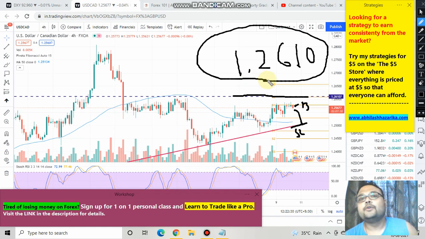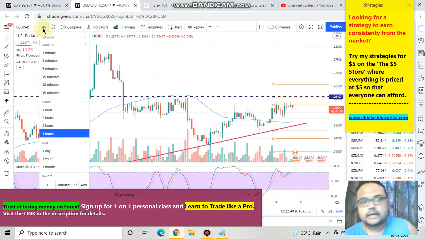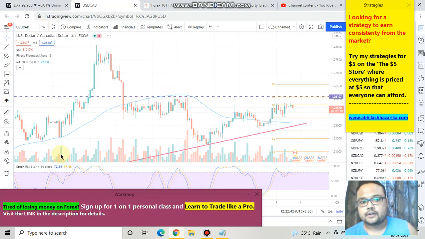1.2610 is a resistance for the market. I have been saying that this level is resistance. You must be thinking, why am I saying that this is a resistance? Because this is a resistance from the weekly chart.